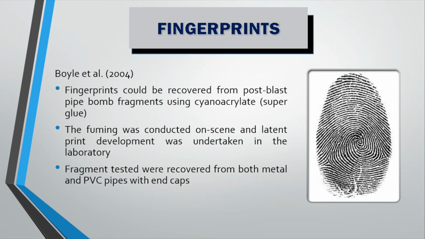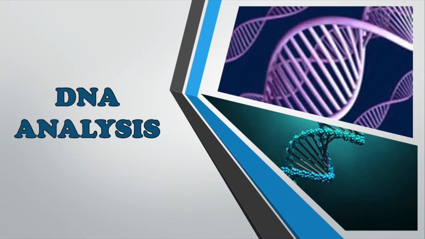For biological evidence such as fingerprints, there is research conducted by Ball et al., 2004. Based on the research, they found out that fingerprints could be recovered from post-blast pipe bomb fragments using cyanoacrylate, which is superglue. The fuming was conducted on scene and latent print development was undertaken in the laboratory to be examined. The fragments tested were recovered from both metal and PVC pipe with end caps, which were usually where the person held the pipe bomb. Next is DNA analysis.